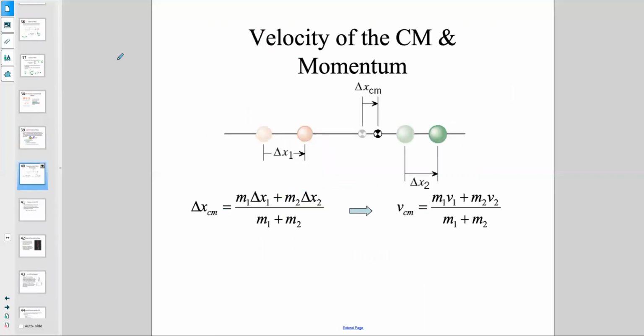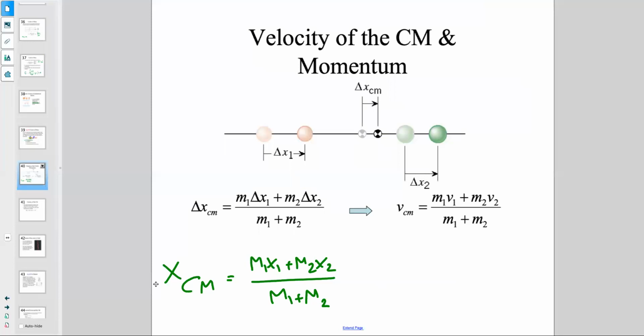Now, velocity of the center of mass and momentum. Let's say that I have two particles in my system, and I can find where the center of mass is. The center of mass location, the X of the center of mass, is M1 X1 plus M2 X2 over M1 plus M2. I can find where it's at.